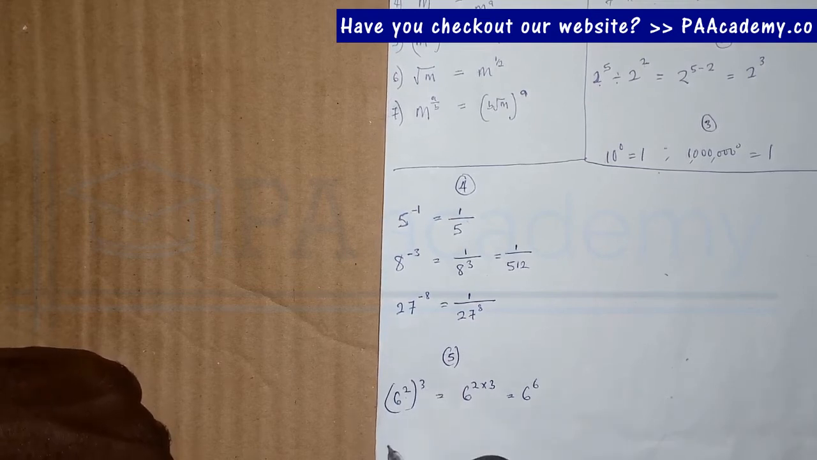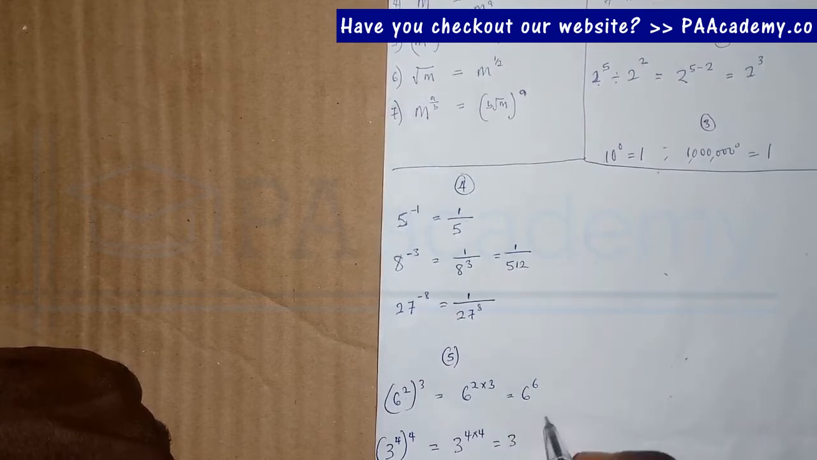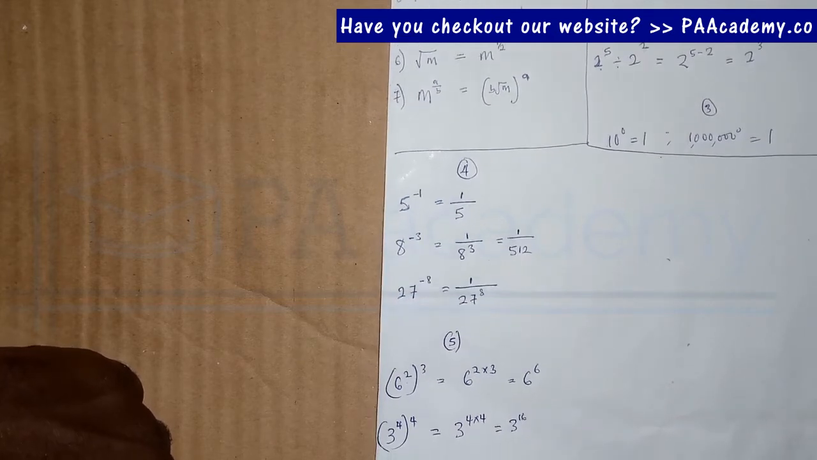If you have 3 raised to power 4, all into bracket 4, it's the same as having 3 raised to power 4 times 4, and that's 3 raised to power 16. Now, I hope that's clear.